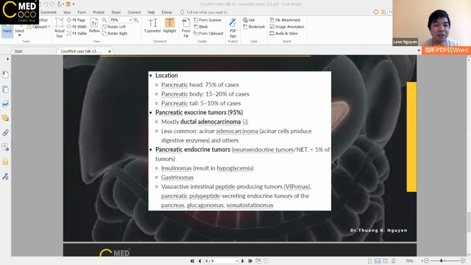What's the most common pituitary tumor? Pituitary adenoma, right? Yes, but what's the most common pituitary adenoma? Prolactinoma.